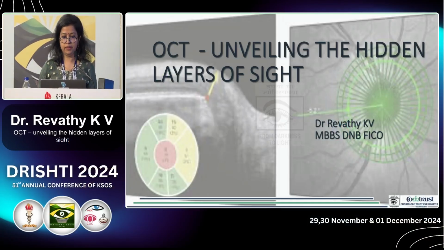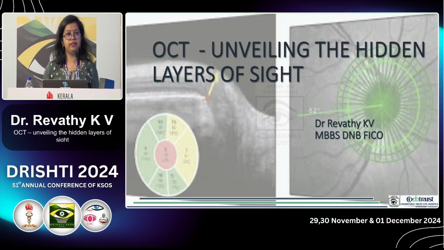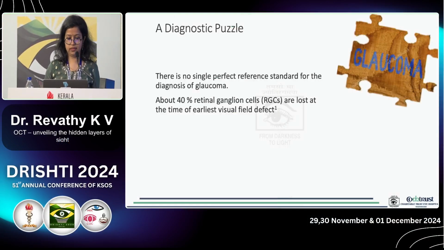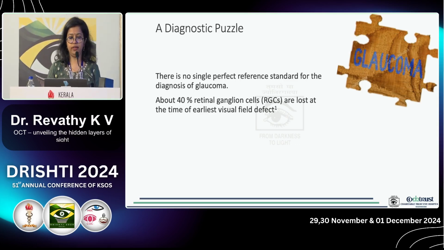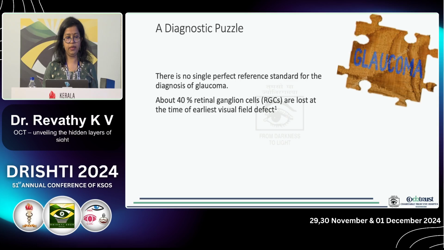Good morning. I'll be presenting on OCT in glaucoma, Spectralis, Heidelberg Engineering, no financial interest. As we all know, glaucoma is a diagnostic puzzle. About 40% of the retinal ganglion cells are lost at the time of early visual field defect. So we need a pre-perimetric tool to diagnose glaucoma before that.